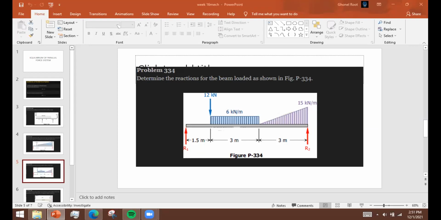Okay, so next problem tayo. So determine the reactions for the beam loaded as shown in figure P-334. Okay? So, ayan. Ayun nga, meron parang ganito yung idea nung tinatanong niya. So, technically, yun nga, di ba? Same setup lang siya nung problem number 1 natin. Okay?